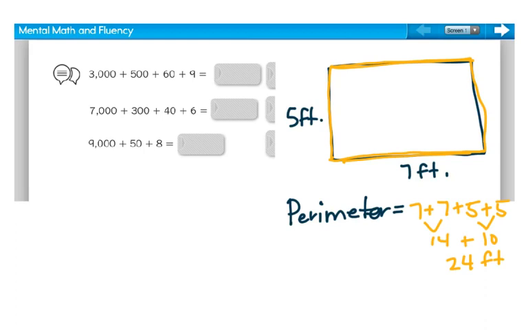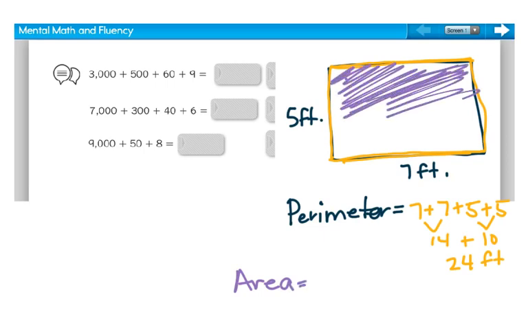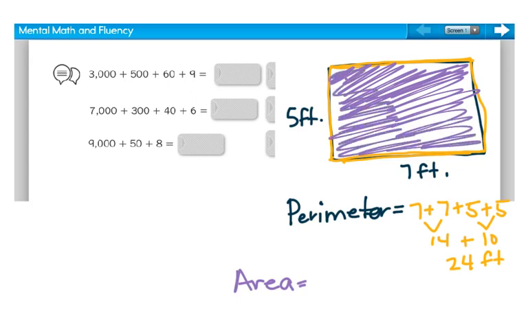Now imagine that same shape, I want to figure out the area. So that would be the amount of space inside of the rectangle. If I were going to paint a wall or put carpet down, and remember, area is length times width. Would you please figure out the area of the rectangle? Go ahead and write it on your whiteboard.